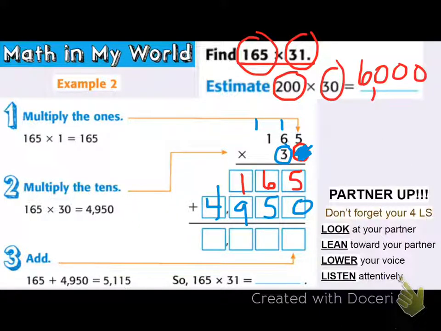So 4,950 is in the tens place. I can go ahead and add the two values. I know 5 plus 0 is 5.